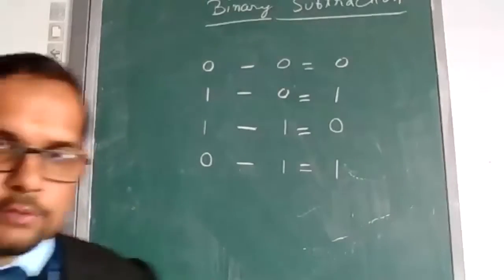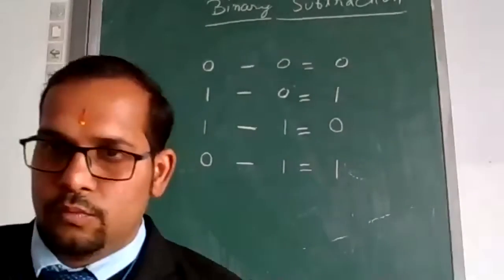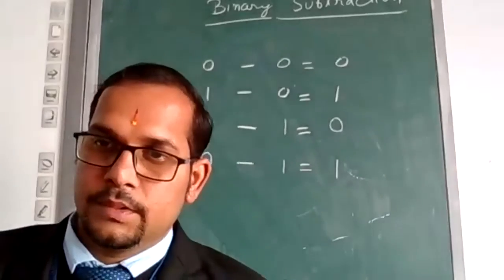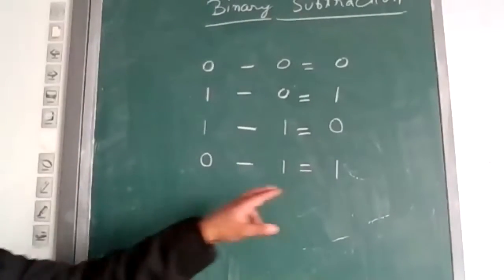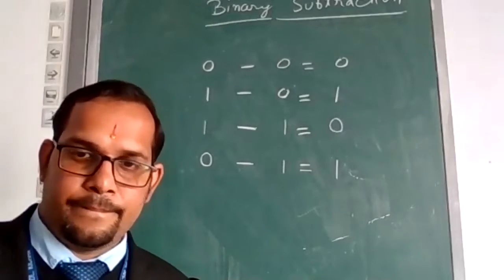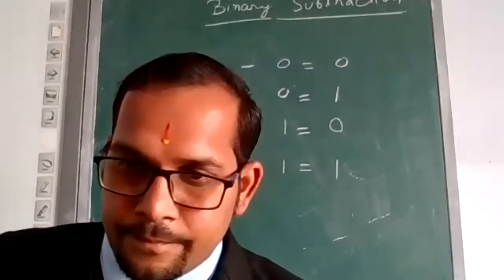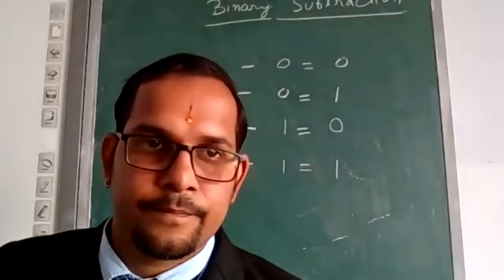How is 0 minus 1 equal to 1? How did 1 come? How is it equal to 1? Anybody knows?